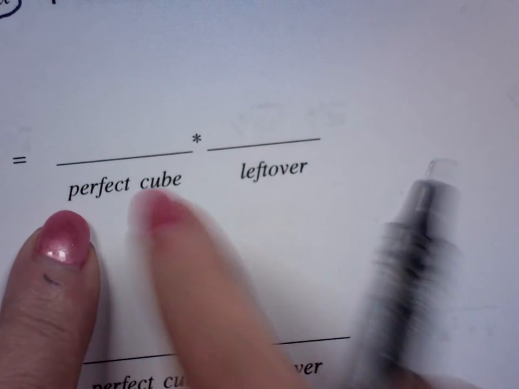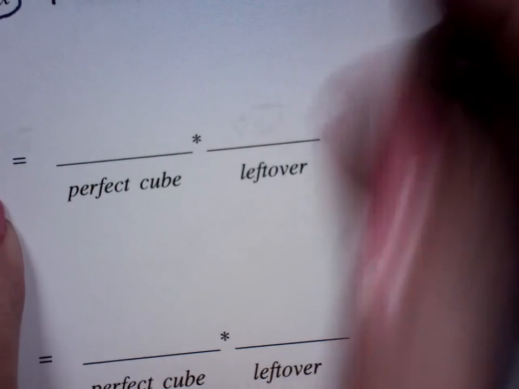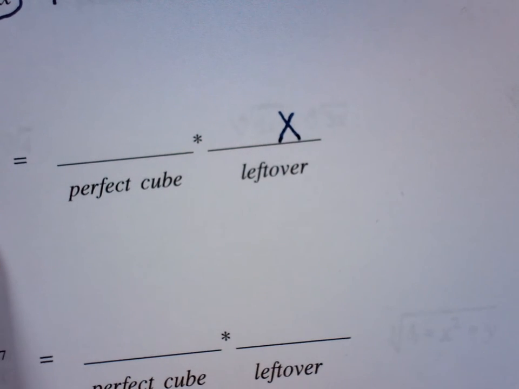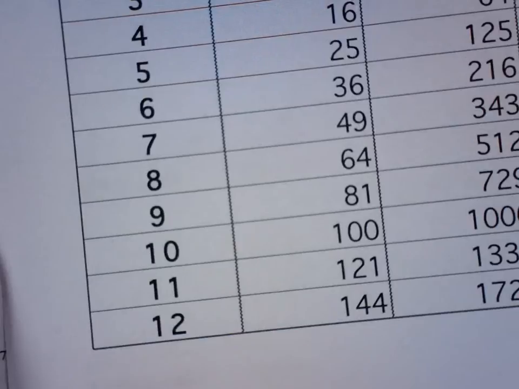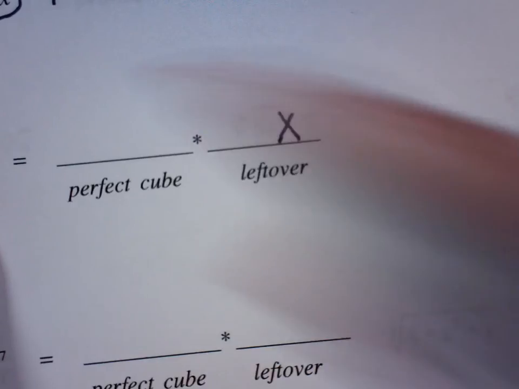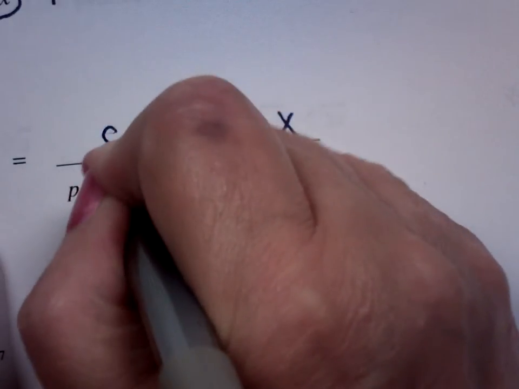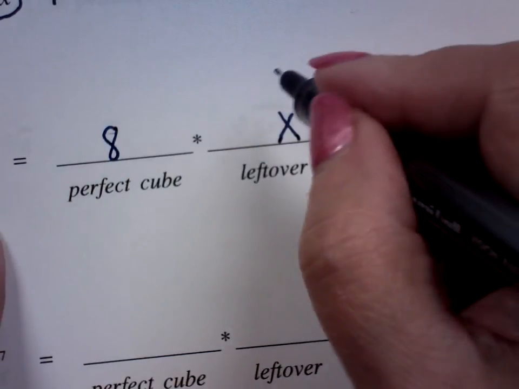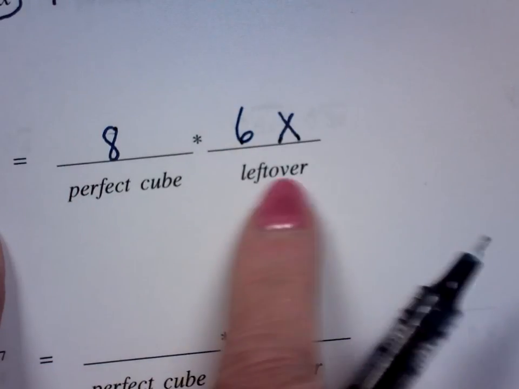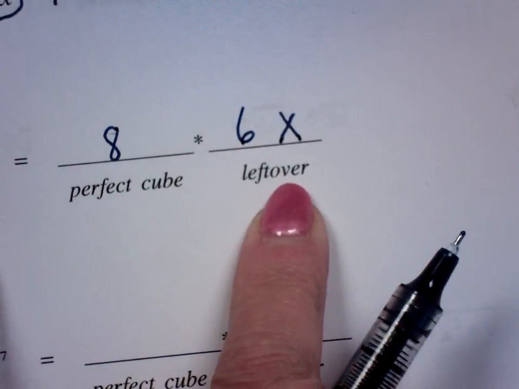I want a perfect cube times the leftover. Well, this is x to the 1, so he's going to be left over. What's the cube in 48? Well, 48, it's either 27 or 8. Who divides 48? 8. So 8 is the cube, the leftover is 6, because I have to be able to multiply these two in order to get 48x.